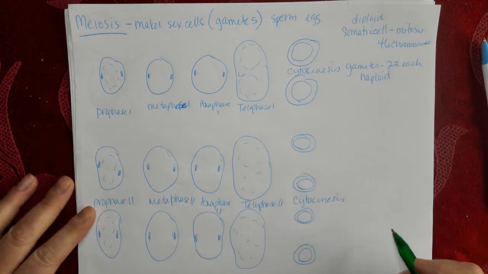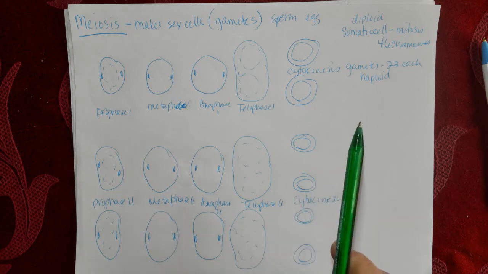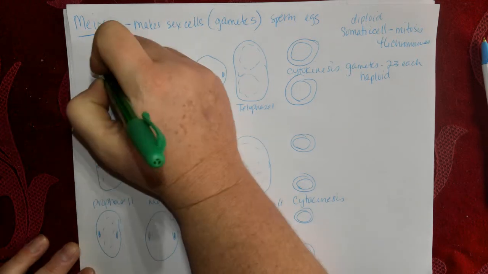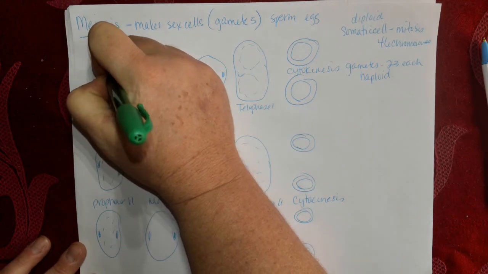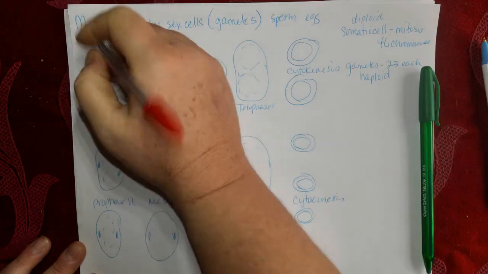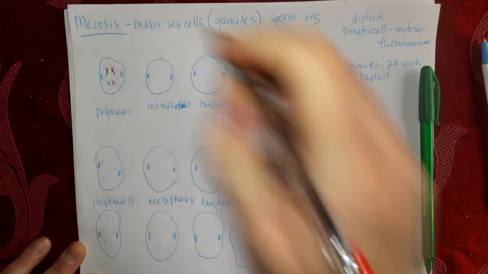Alright, so let's get started. For the purpose of this video, I'm simplifying our chromosomes, and I'm only using 4 chromosomes total, or 2 homologous pairs. If I were to do more than that, it would be too messy. So I'm going to use green, and I'm going to make a big X and a little x. And I'm going to use red, and I'm going to make a big X and a little x.